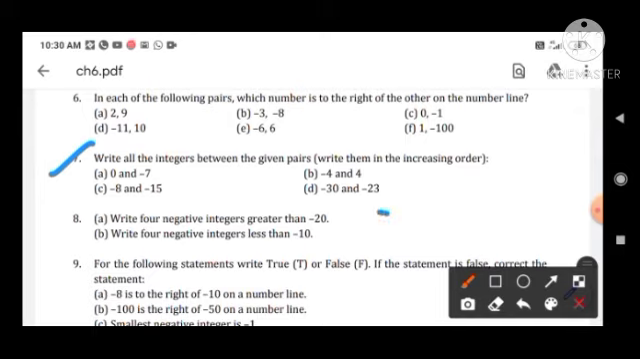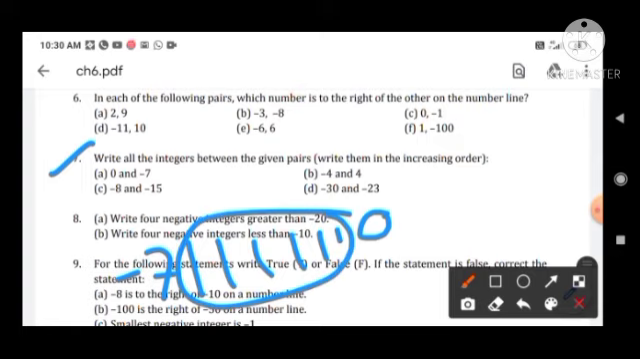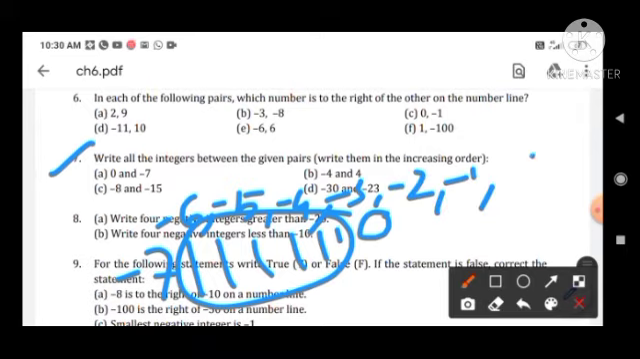You have to write all the integers between 0 and -7. If it is -7, then that is on the left side of 0, isn't it? So in between, whatever integers there are, you have to write them in increasing order. Then after -7, what will come here? -6, isn't it? Then -5, then -4, then -3, then -2, -1, then 0, isn't it?